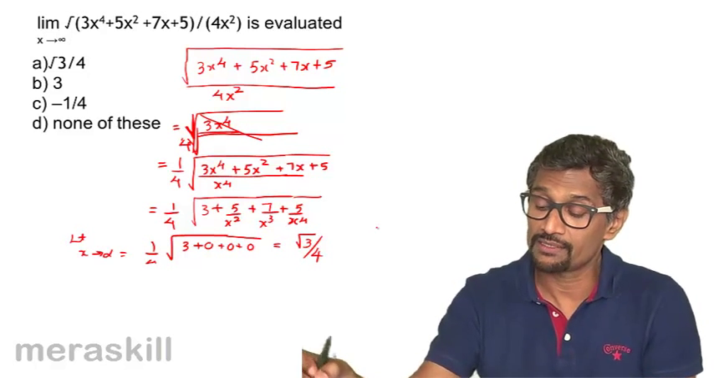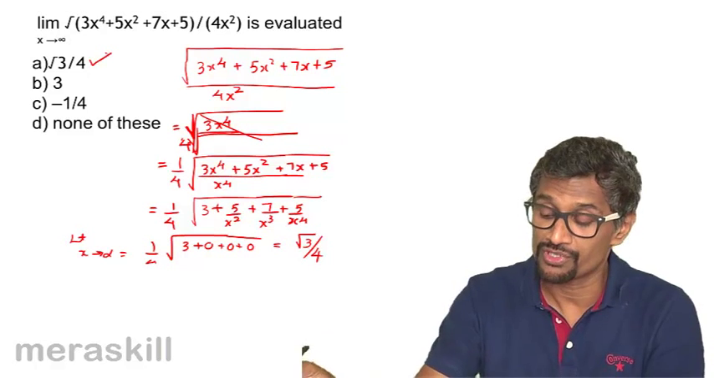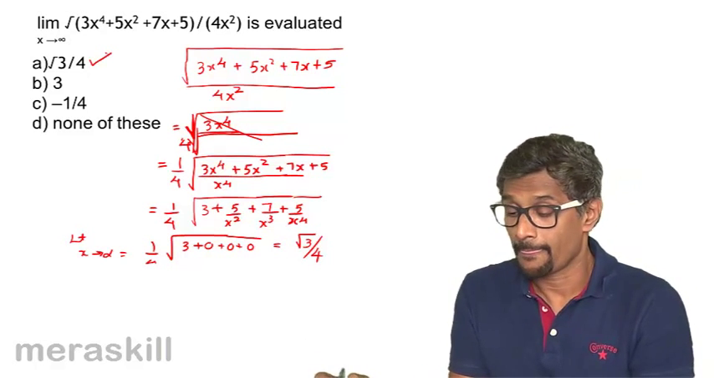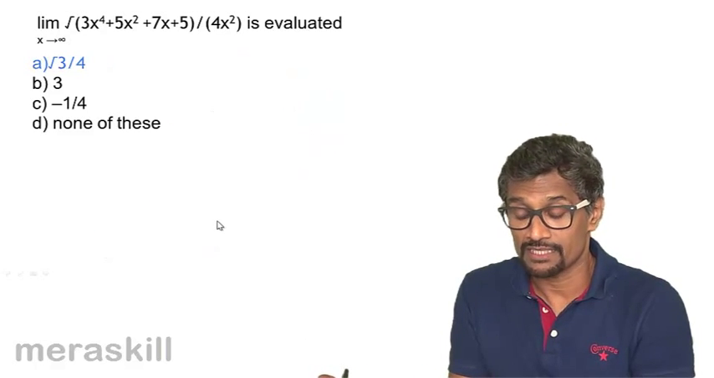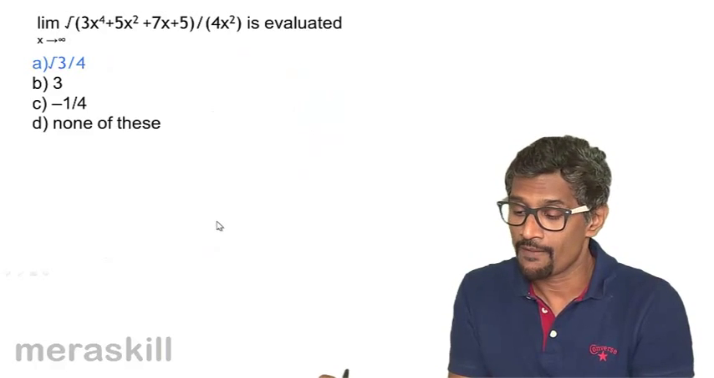So that's how we get this. So we get this as root 3 by 4. Let's check whether it's valid. Yes, we do get it as root 3 by 4. Right.